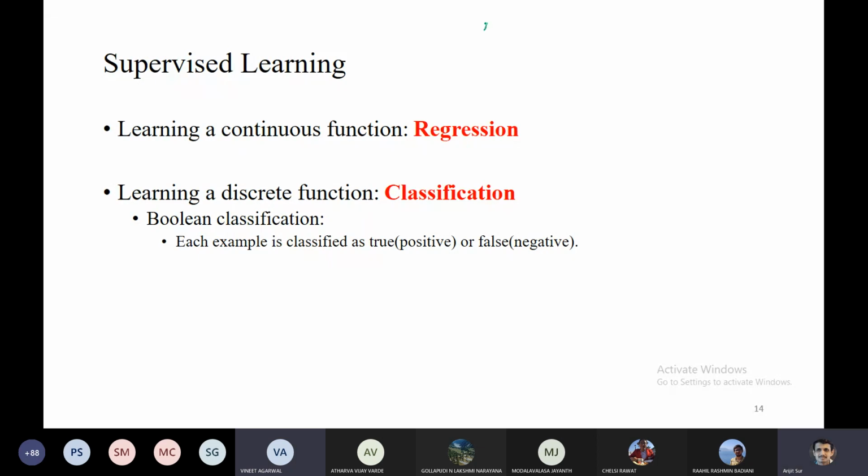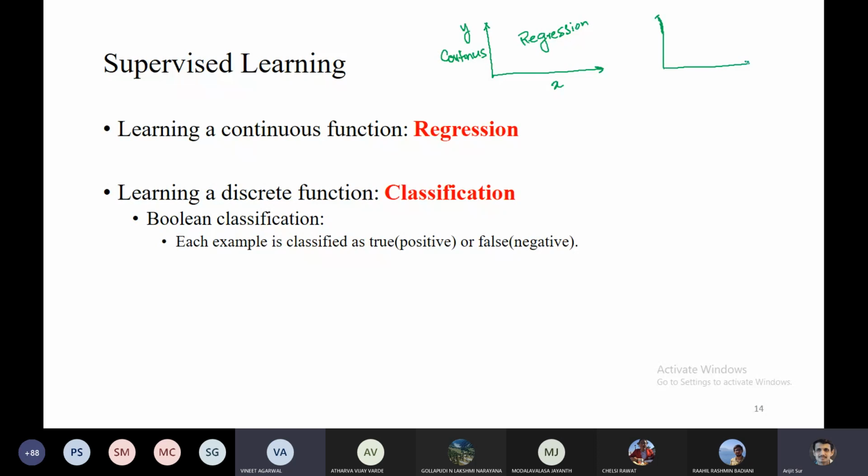If this is the x-axis, this is the y-axis. Now this y-axis is basically the class belongingness. If this y is continuous, then it is called regression. Okay, so this is a continuous function, so y is continuous.